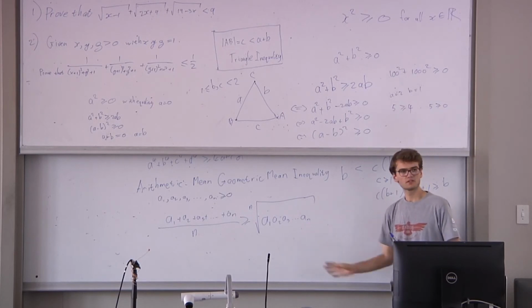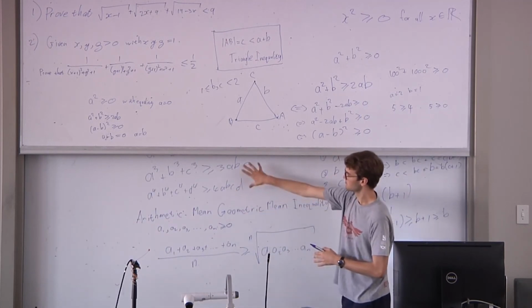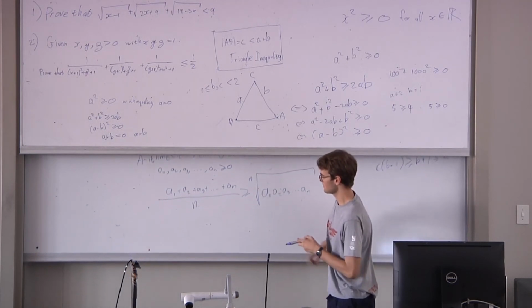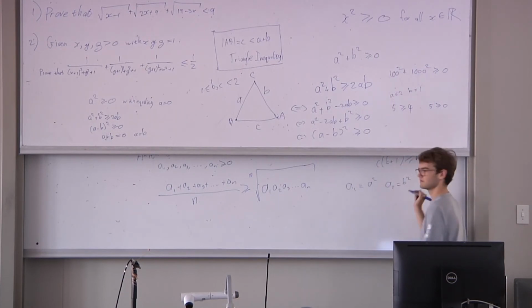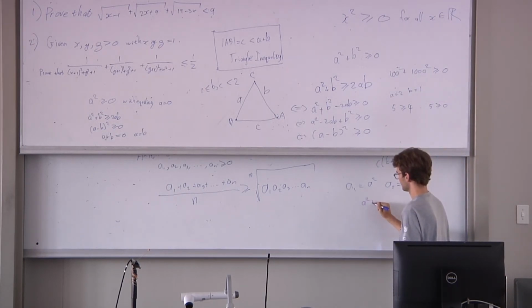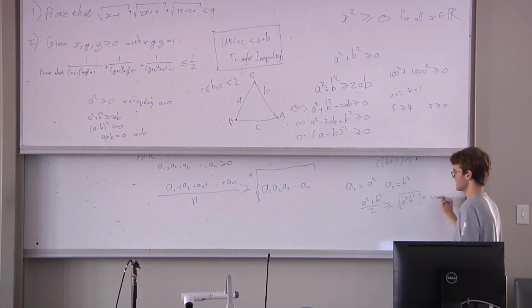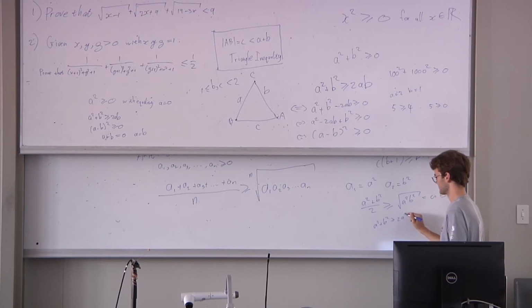So no matter which n you choose, no matter which values of A1 up to AN you choose, this will always be true. So to see how this is equivalent to these statements over here, consider what happens when you let A1 equal A squared and A2 equals B squared with n equals 2. Then the AMGM inequality says that (A squared plus B squared) over 2 is greater than or equal to the square root of A squared B squared, which is AB. So A squared plus B squared is greater than or equal to 2AB.